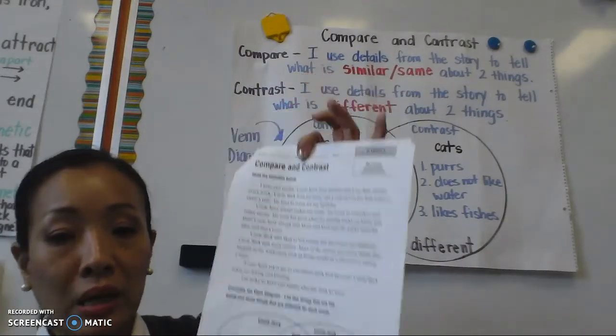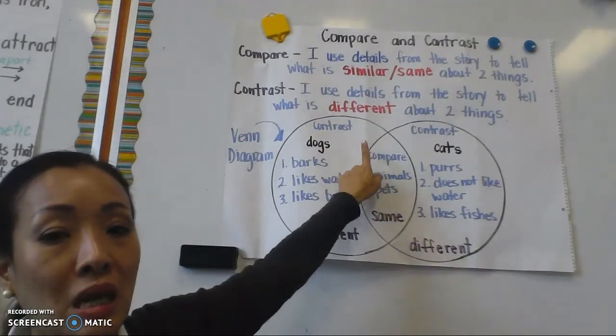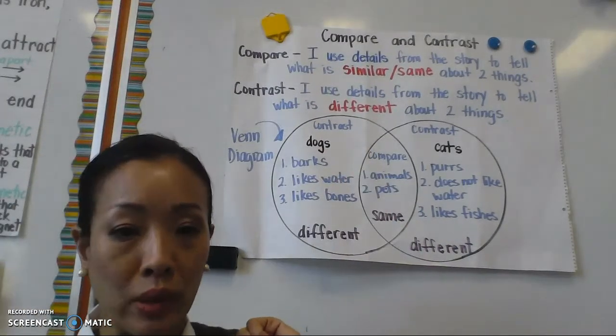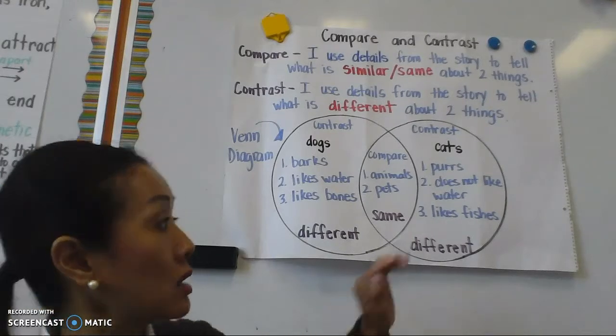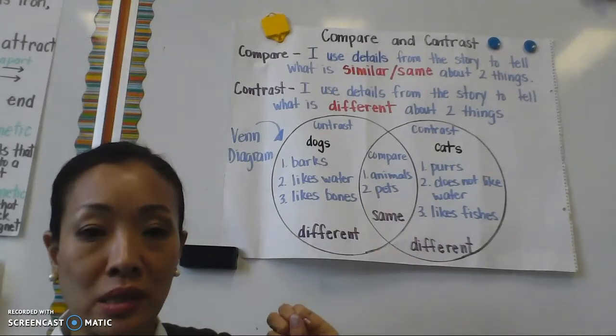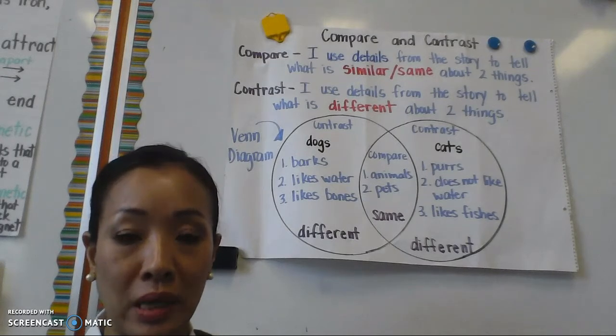Because remember, in the middle, we are comparing. And compare means I use details from the story to tell what is similar or same about two things. And on the outside is contrasting. I use details from the story to tell what is different about two things.